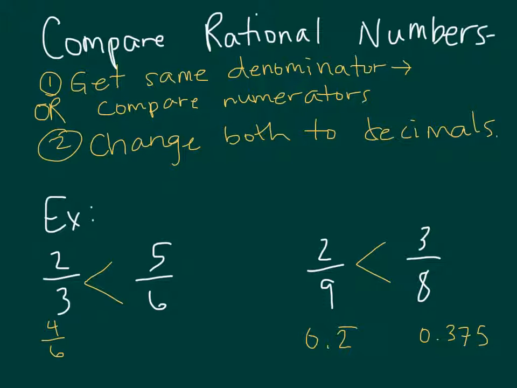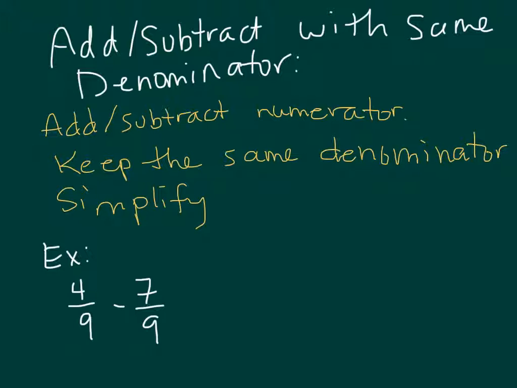Okay, if I'm going to add and subtract fractions that have the same denominator already, the first thing I'm going to do is add or subtract, whichever the sign tells me to do, the numerators. So I take the two numerators and I add or subtract them. So let's go ahead and do that in the example. So 4 minus 7 is -3. And then I just keep the same denominator. So my denominators are already both 9s, and I just keep it a 9.